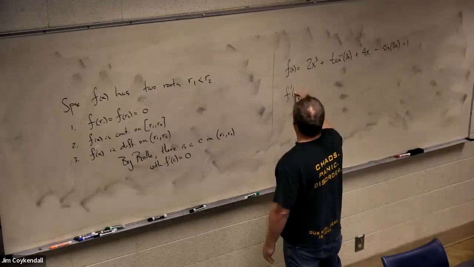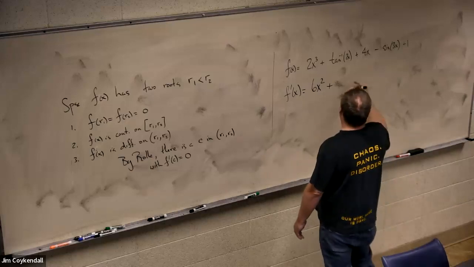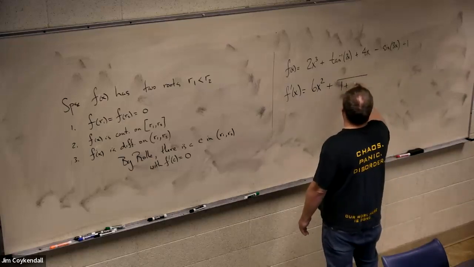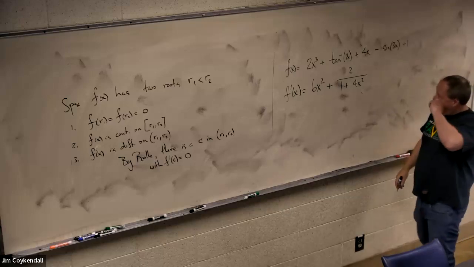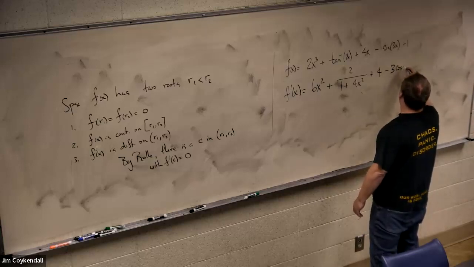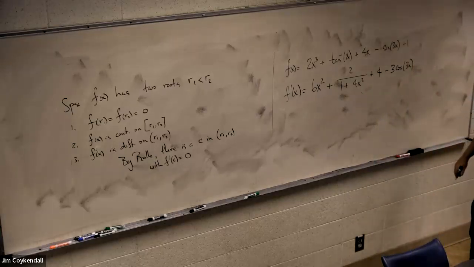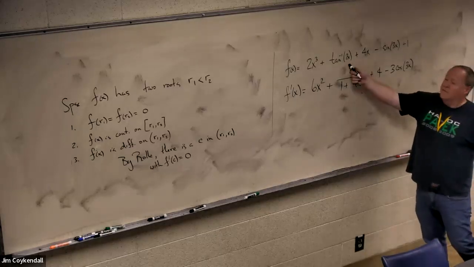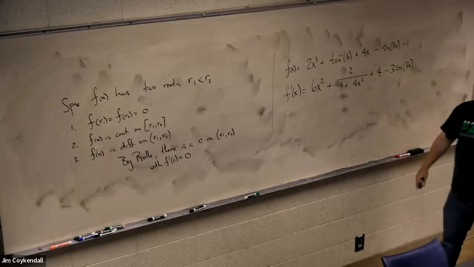F prime of x. Let's see, what's the derivative? 4x squared is 2, if I agree with them. Plus 4 minus 3 cosine 3x. If I agree with you. Are you talking about this one? The derivative of inverse tangent of blob is 1 over 1 plus blob squared. So it's 2x quantity squared.